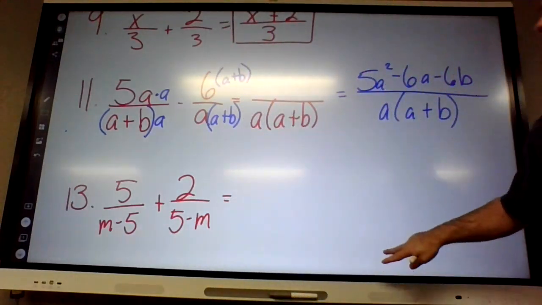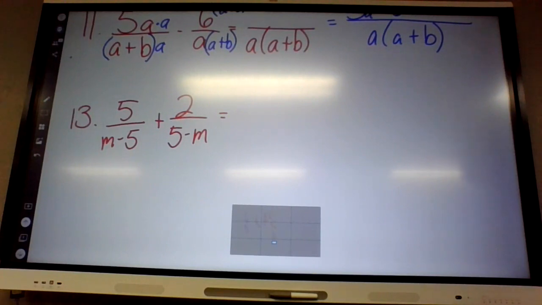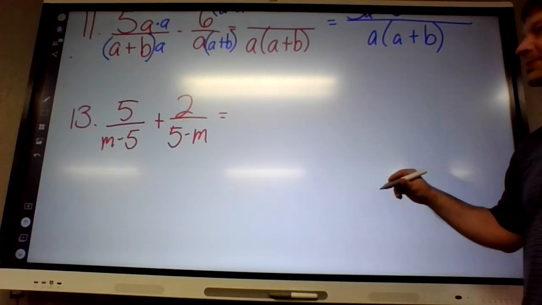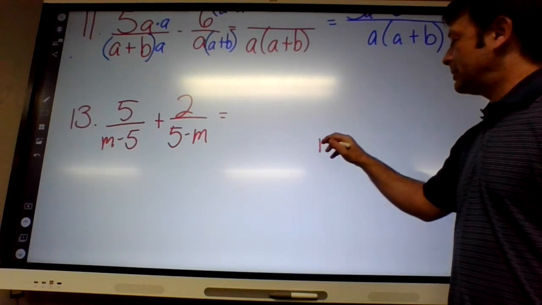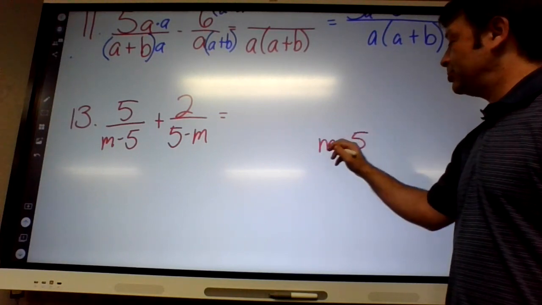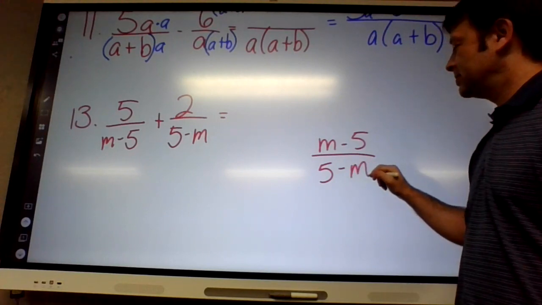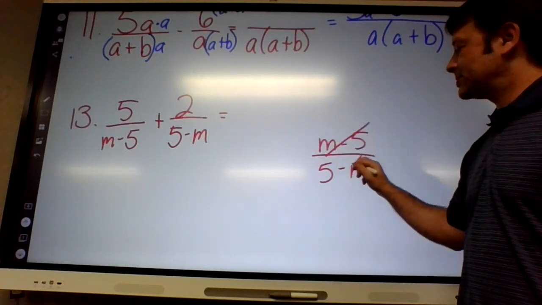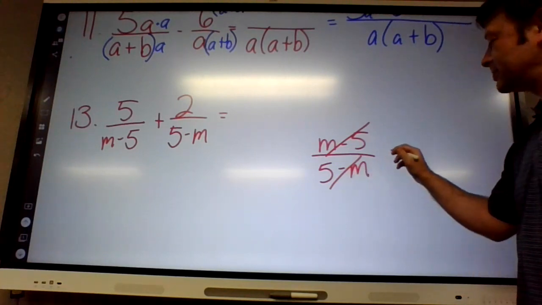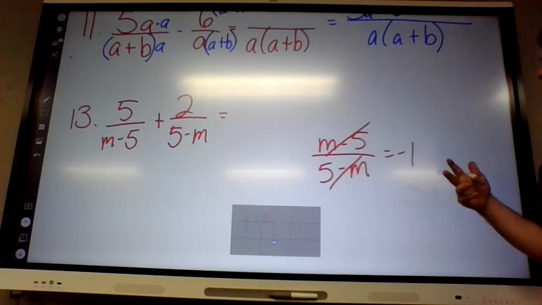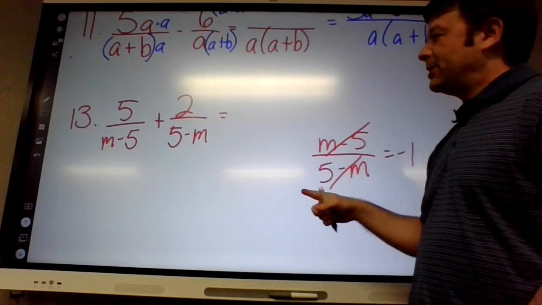Okay. On 13, are those two denominators the same thing? No. But they actually are related. We talked about this a couple days ago. Like, remember when we were reducing these? Do they reduce? Yeah, they're opposites. So they reduce to -1. They're not the same thing, but they are opposites.